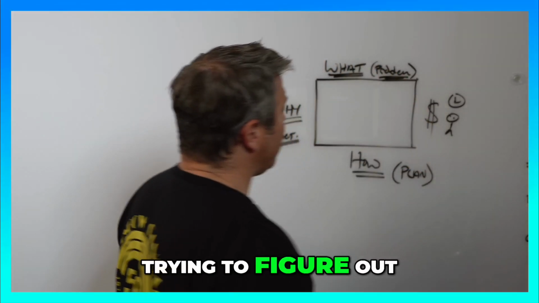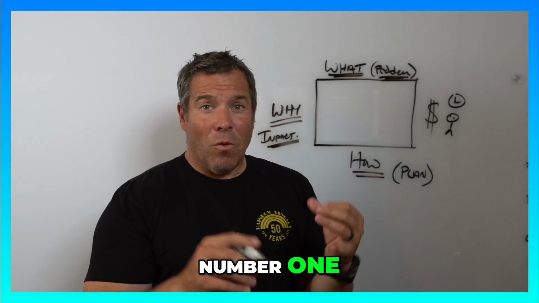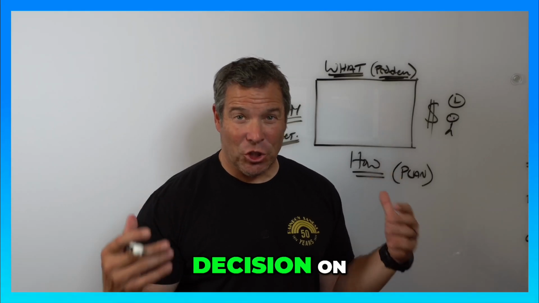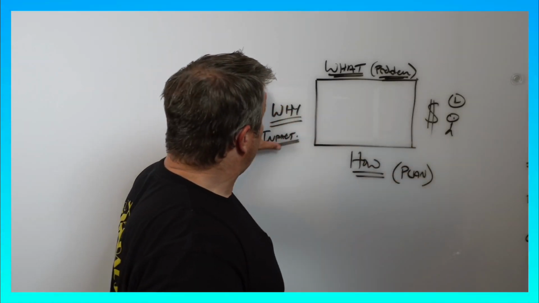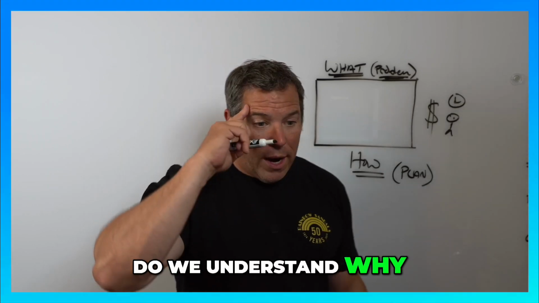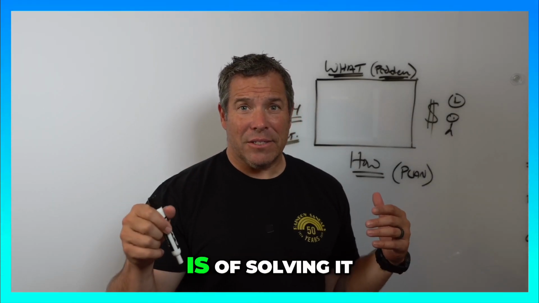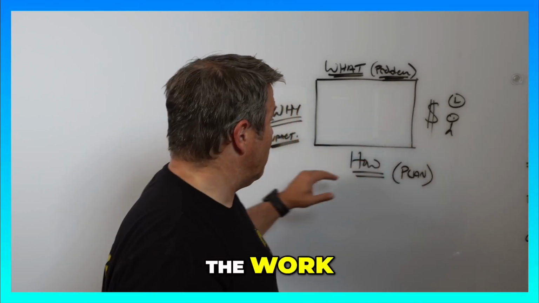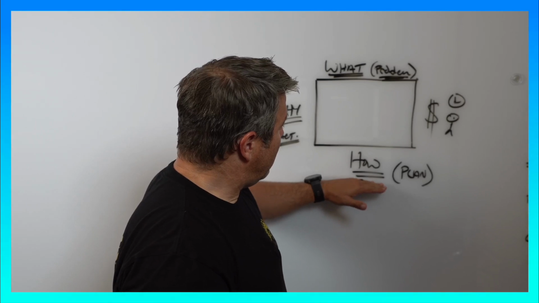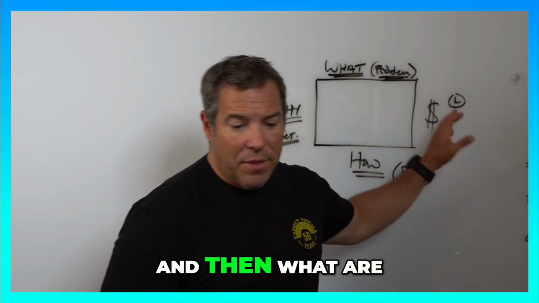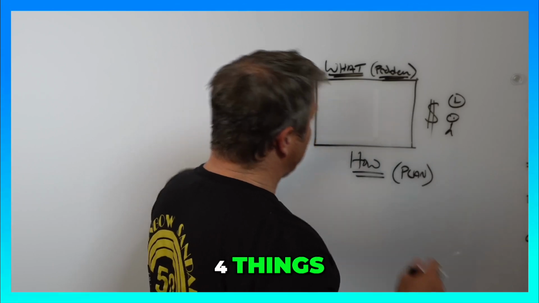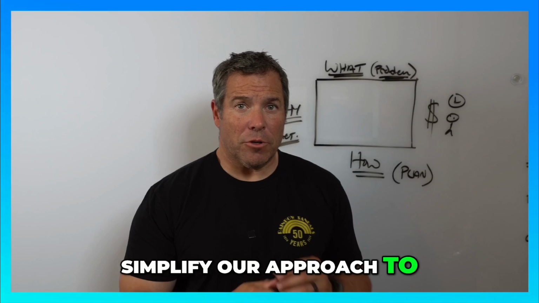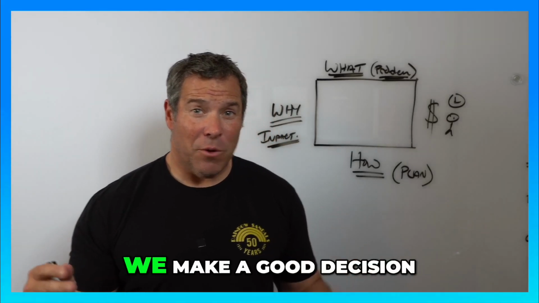What we're trying to figure out is, number one, do we have clarity around the specific problem that we're looking to solve for? That thing that we need to make a decision on. Do we understand why it's important, what the business impact is of solving it, or the potential risks if we don't do the work? How are we going to do it? What's our plan? And then what are our resources? If we know those four things, we're going to help simplify our approach to making decisions and actually improve the likelihood that we make a good decision.